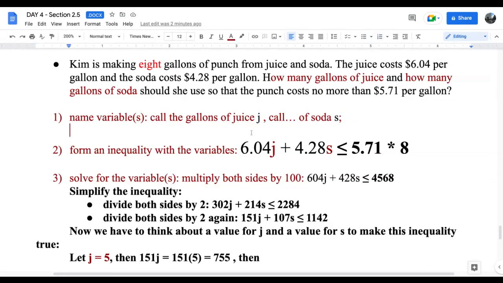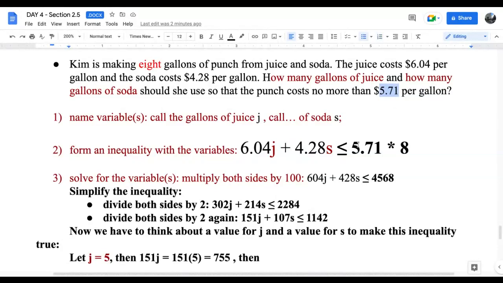Now with these variables, we know the juice costs $6.04 per gallon, and soda costs $4.28. Now you will put this together. $6.04 multiplied by the number of gallons of juice, that's how much money will be spent on juice. Similarly, $4.28 multiplied by S gallons of soda, that will be the money spent on soda. Those two added together cannot be more than $5.71.